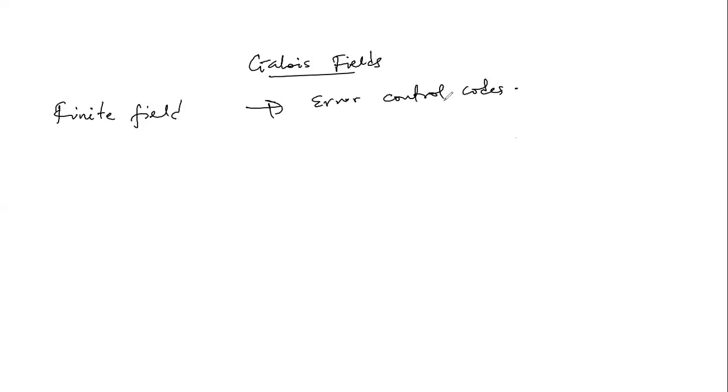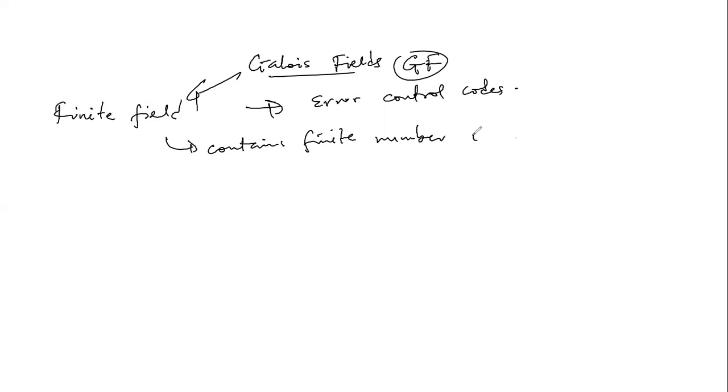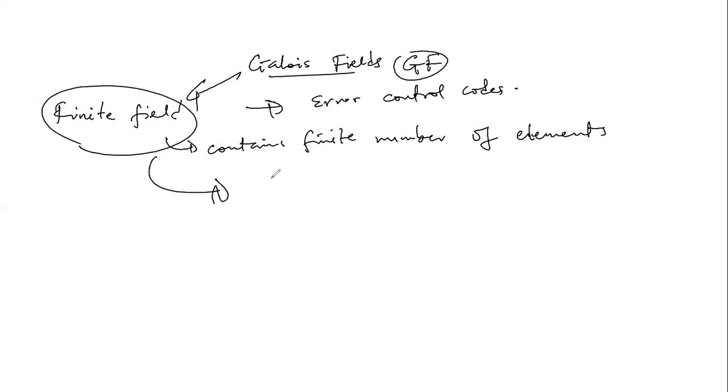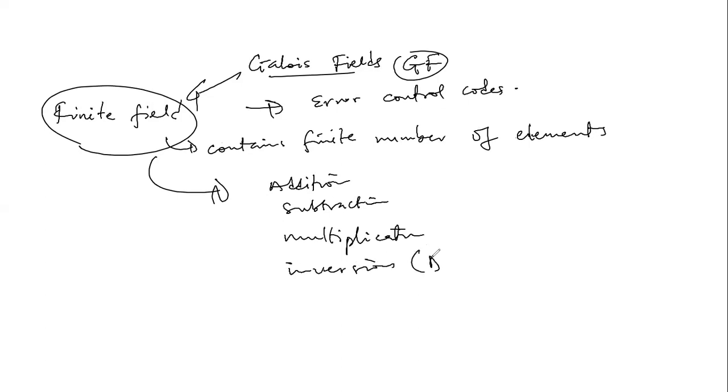Now, as I was saying, to simply designate the Galois field, which we will designate as GF, it is a finite field. And here we say that a finite field is that field that contains a finite number of elements. And shortly, we'll see that what actually makes it a field is because we can perform the basic mathematical operations of addition, subtraction, multiplication, and inversion, which you call division, right?